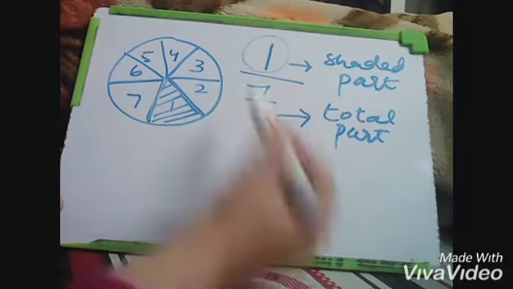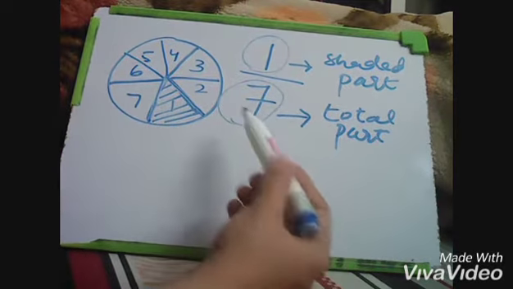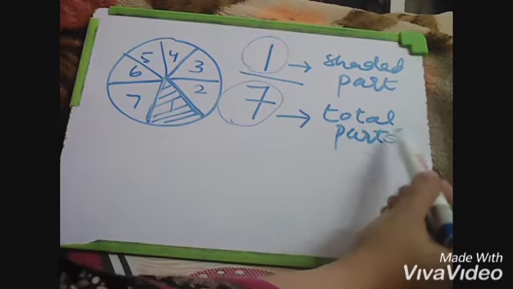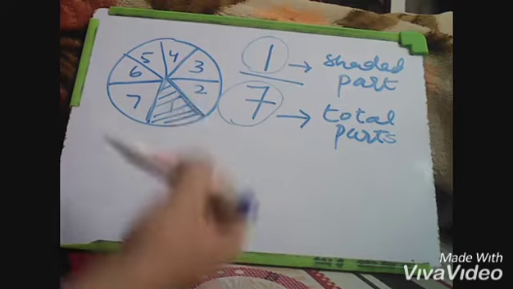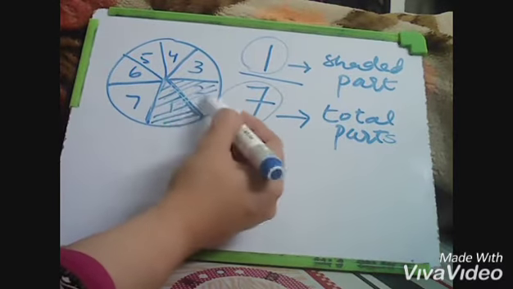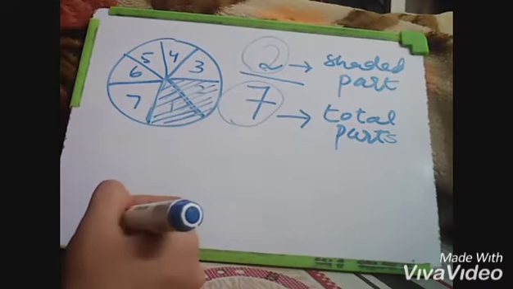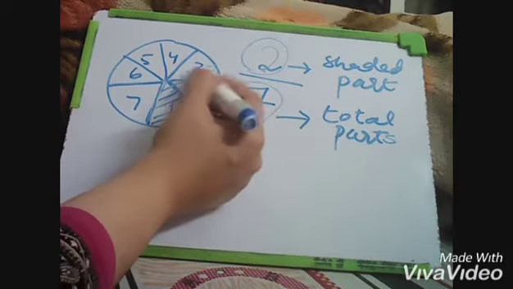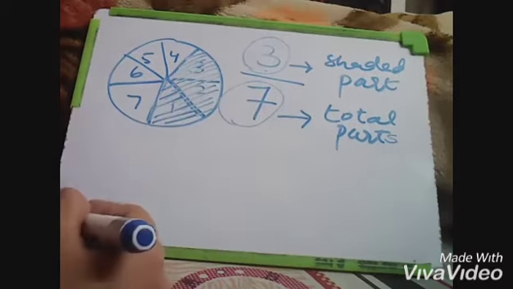So 1 is our numerator and 7 is our denominator. The denominator expresses the total parts and the numerator expresses the part that we are talking about. So for instance, if I shade these two parts, then this will change into 2 over 7. And if I shade these three parts, then this will change into 3 over 7.